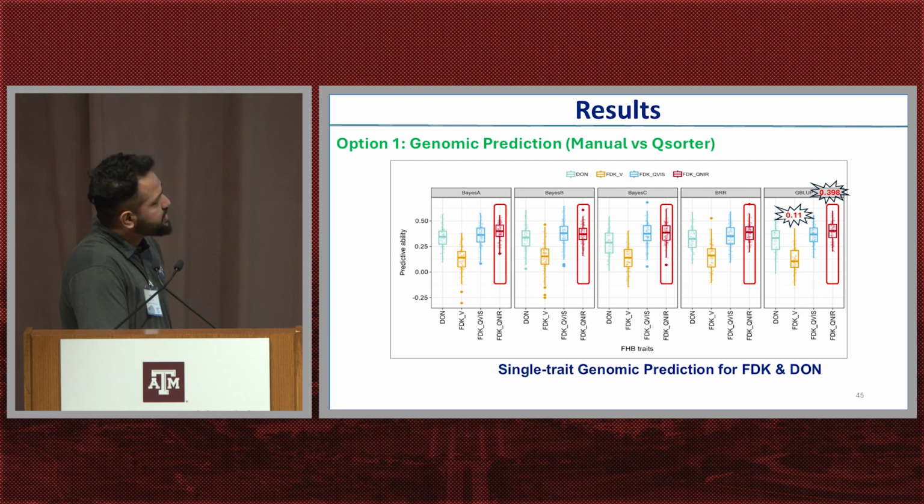Once we ran this model, what we observed is that we had the highest prediction accuracy for the phenotypic data of FDK that was obtained from QSorter itself. We got an accuracy of 0.11 for the FDK visual, while when we used the FDK from QSorter NIR, we got an accuracy of 0.39, which shows a significant improvement in the prediction accuracy.